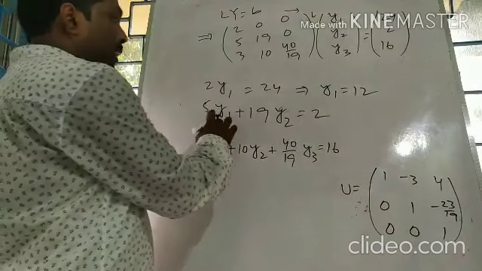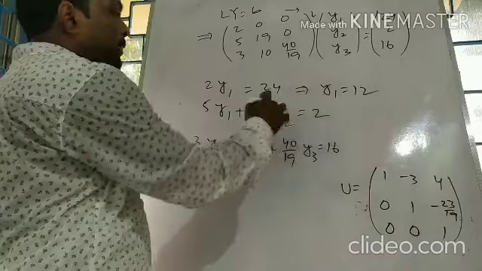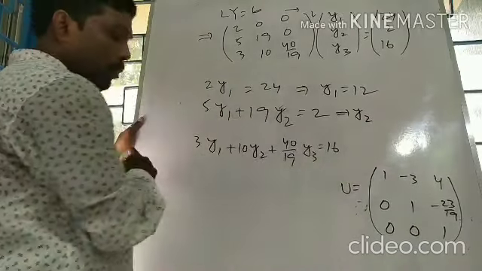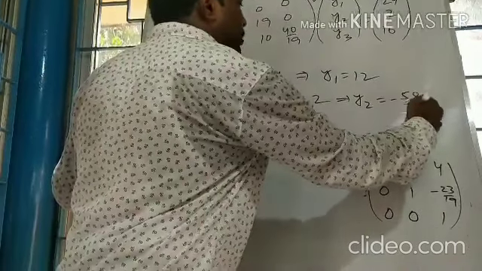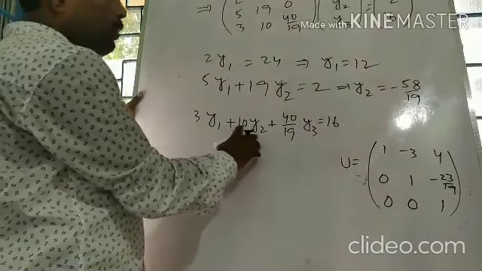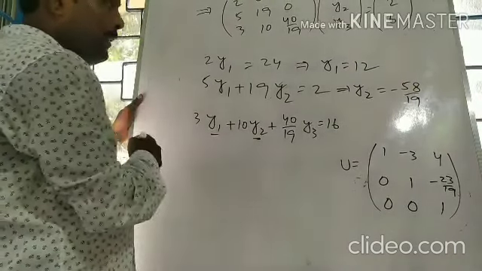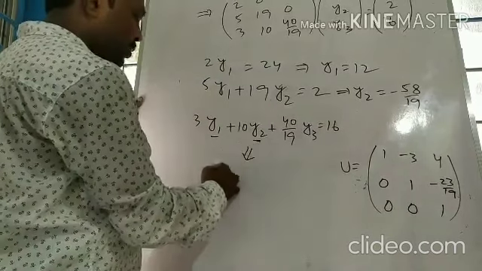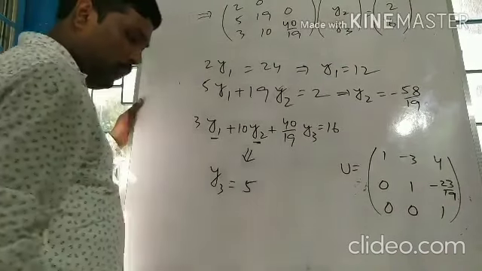Now put y1 equals 12 here. So 5 into 12 is 60, and calculating y2, y2 is minus 58 by 19. Now y1 equals 12, y2 equals minus 58 by 19. Put these two values and calculate y3. So y3 equals 5.